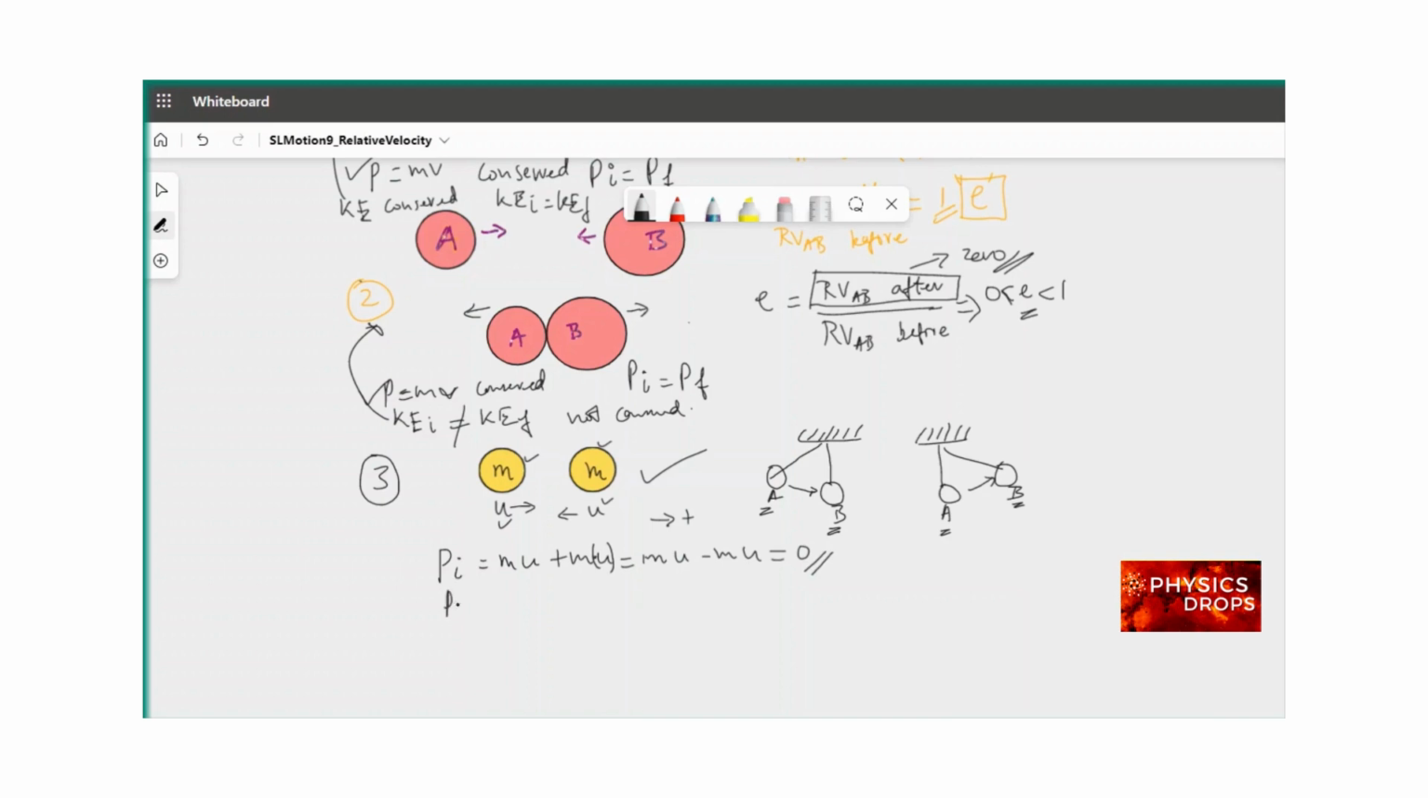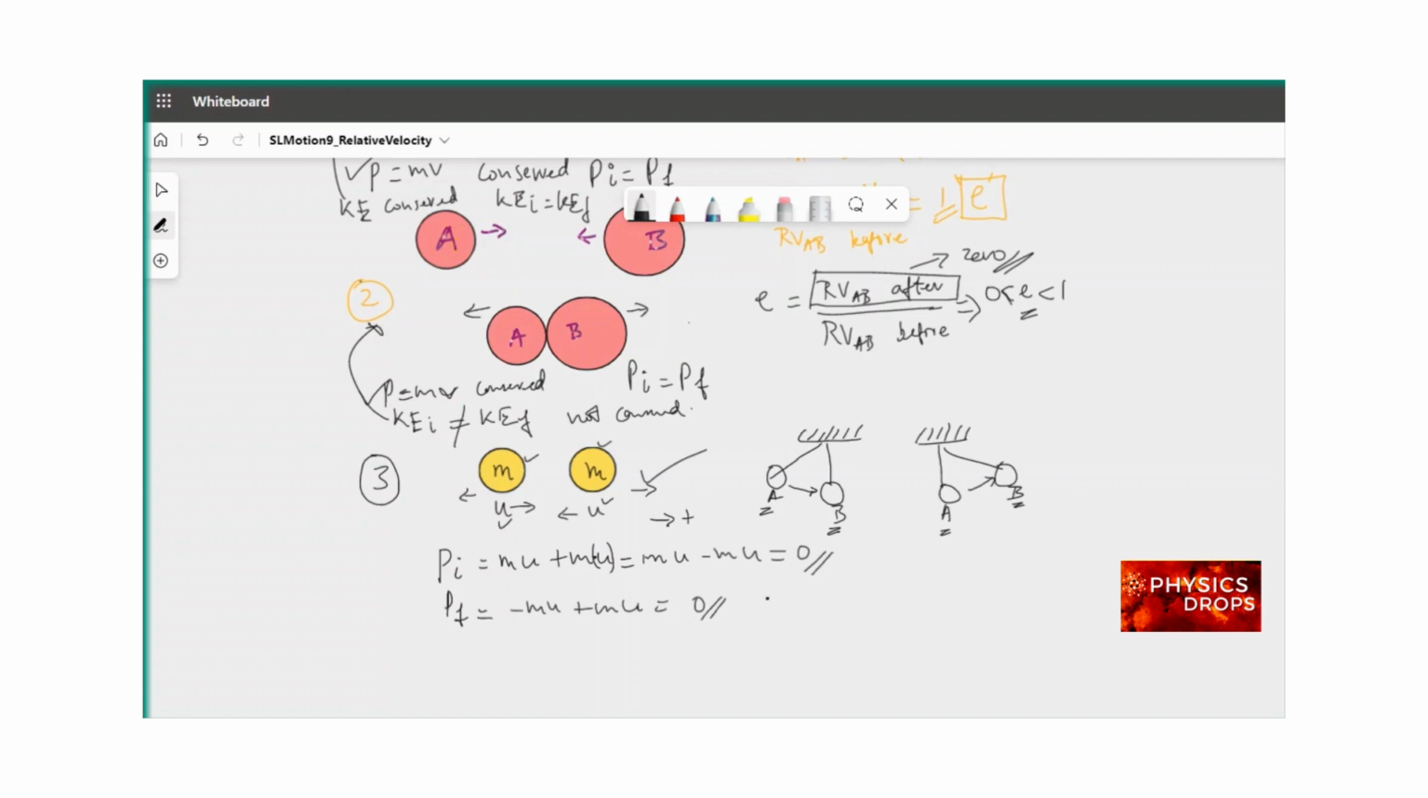What happens to the final momentum? Final momentum is again, they start moving in the other direction. So let's say after collision, the first ball moves this way and the second one moves the other way. So it will be minus mu plus mu, which is again 0. So if you see, the momentum before collision and after collision is the same.